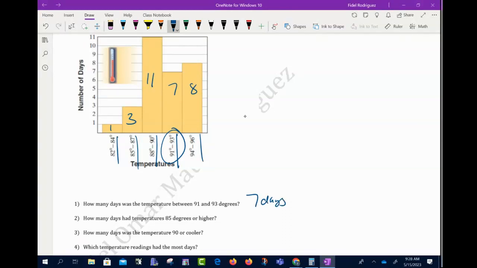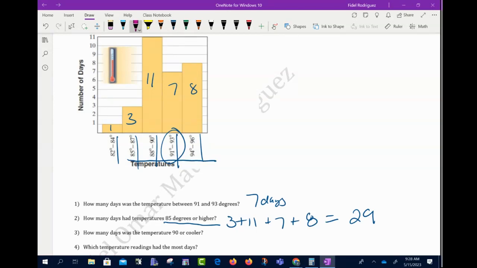Okay, how many days had temperatures 85 degrees or higher? Y'all agree we would look at these right here? Okay, so look, let's add those numbers up. 3 and 11 and 7 and 8. Anybody got a calculator? Anybody know what that is? 29? Okay, thank you.